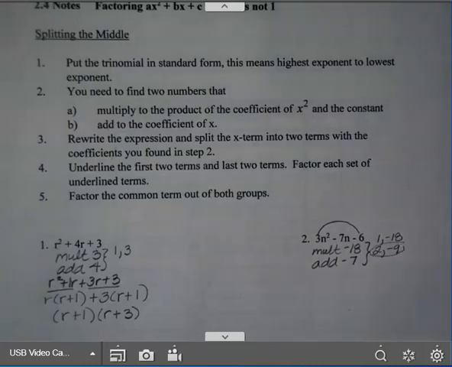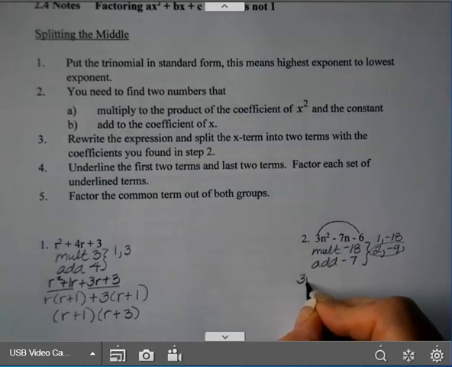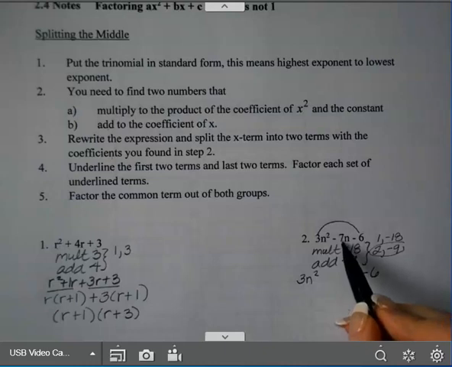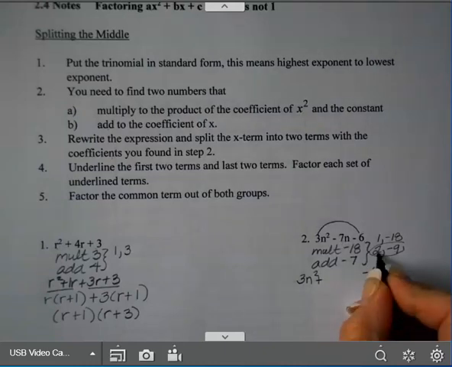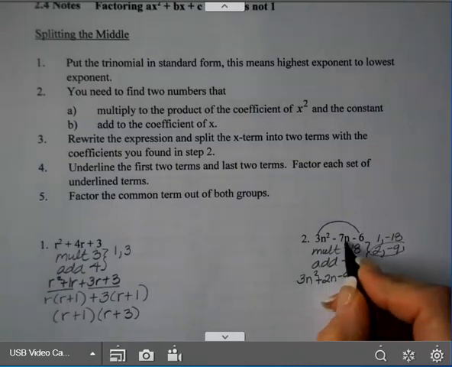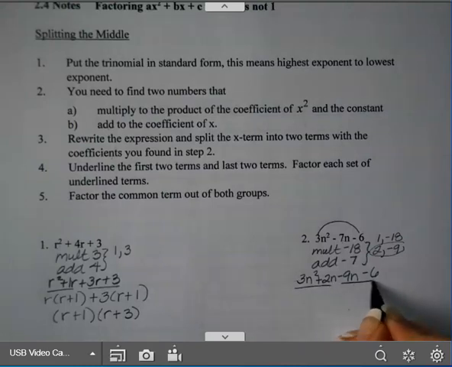There are other factors of negative 18. 3 and negative 6 would also work, but I can stop right here because I found the one that I needed. I'm going to write my first term and last term. Skip some space in between. And I'm going to split this middle term. So instead of writing negative 7n, I'm going to write 2n minus 9n. Notice that gives you that middle term of negative 7n. It does not matter whether I put the negative 9n first or the 2n first. You'll end up with the same answer at the end.